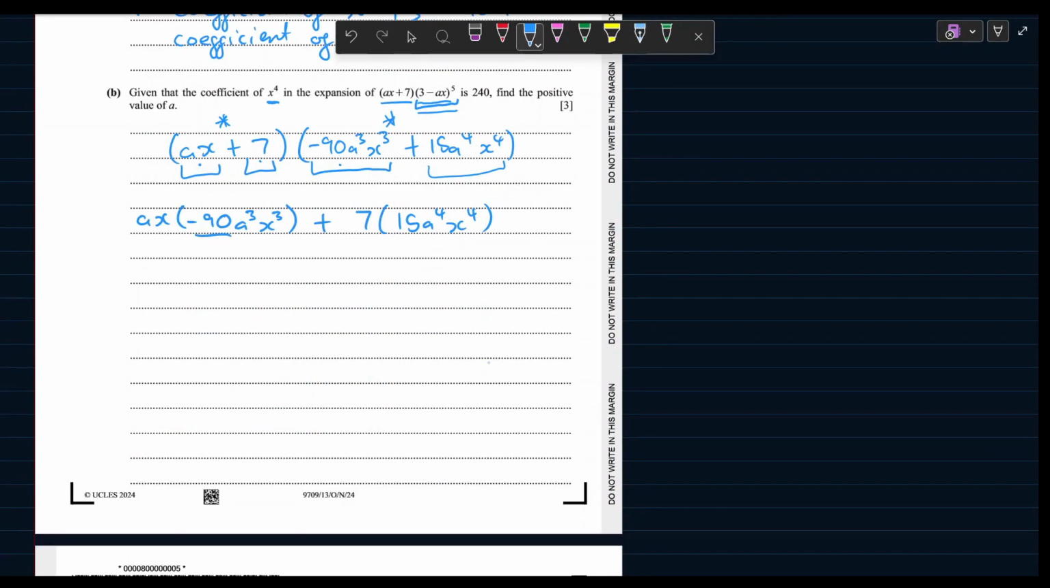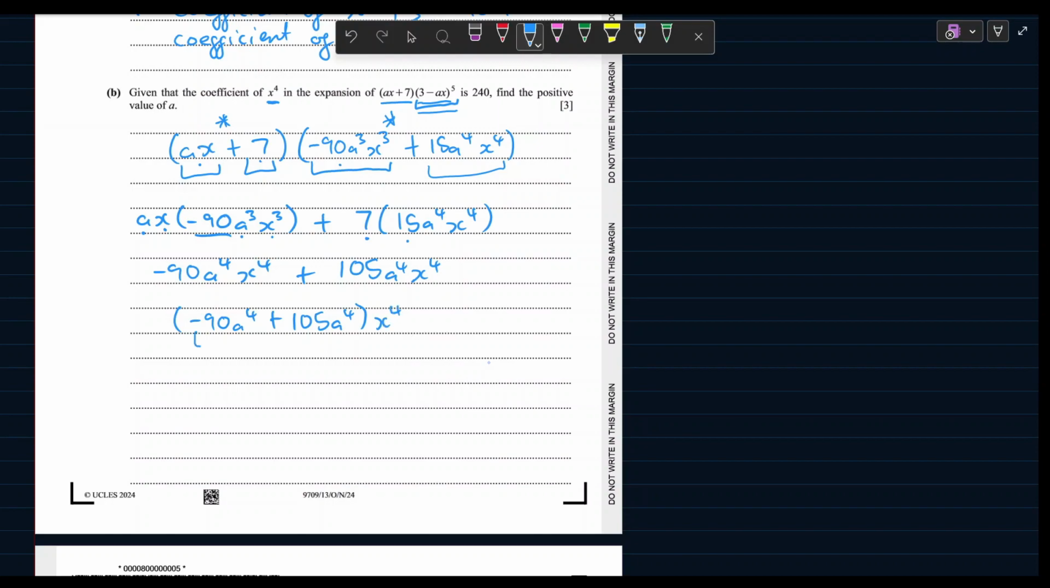So here we've got negative 90 a times a cubed, so that's a to the 4, x times x cubed, that's x to the 4. Then we've got 7 times 15. What is 7 times 15? That is 105. 105 a to the 4 x to the 4. So if we factor out x to the 4, you end up with negative 90 a to the 4 plus 105 a to the 4 x to the 4.